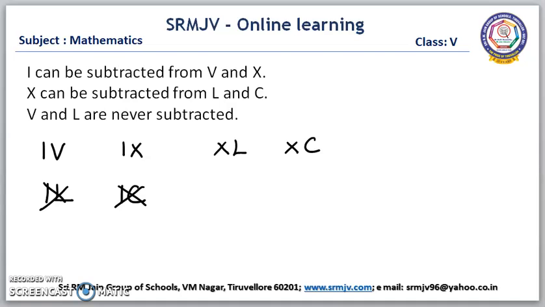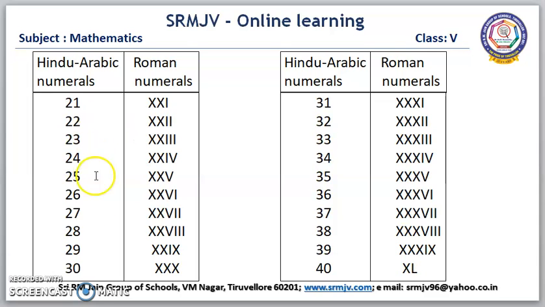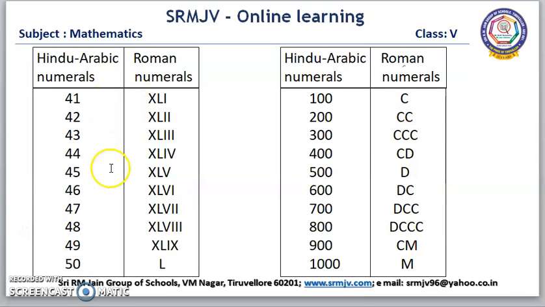Okay. By using the rules, we are writing the Roman numerals for Hindu-Arabic numerals. Here, the Roman numerals are given for the Hindu-Arabic numerals. Here 1 to 10. Here 11 to 20. 21 to 30. 31 to 40. 41 to 50. Here 100 to 1000.